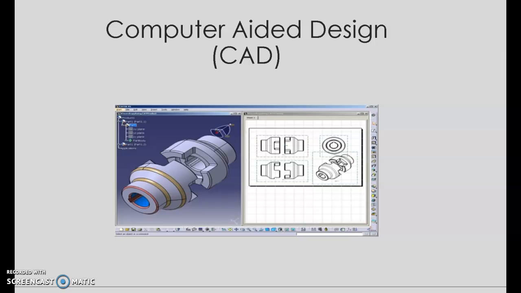CAD. CAD is computer-aided design, and basically it's exactly that. You use a program on the computer, and if you look at the example I got right here, it looks like some kind of mechanical part for something. I don't know exactly what it is, but what this does is it creates the digital plan off of the computer.